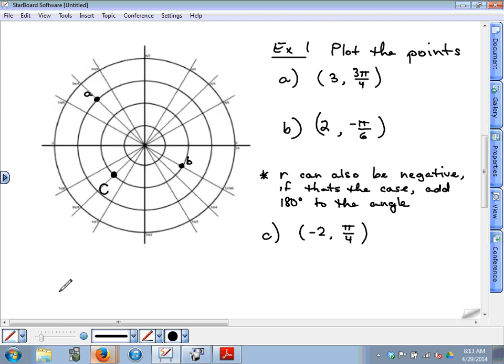So does that mean R is like the distance going to the right? Because if it was positive 2, then you go out to the right 2 circles, and then you'd go pi fourths. If it's negative, then you're going negative 2 to the left, and then you're going pi fourths from there. I see what you're saying. You can think about it like that, and that'll be true.